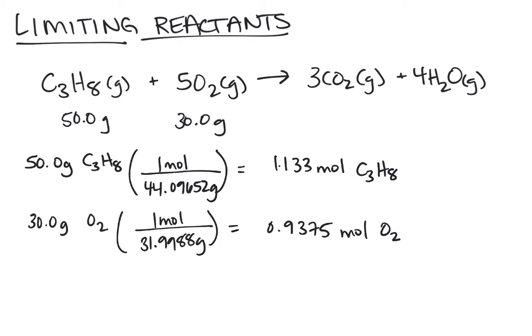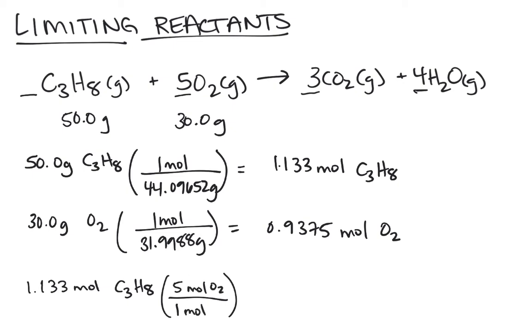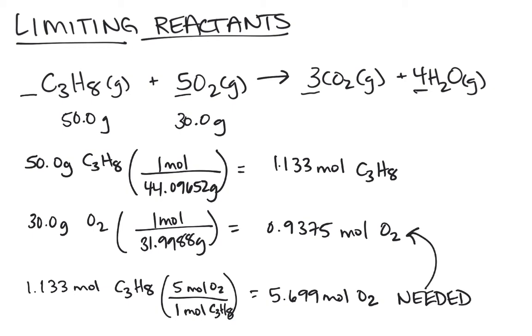Now, this isn't enough to tell us, because you can see that we do not have a 1-to-1 ratio here. So just because there are fewer moles of oxygen doesn't necessarily mean that it is a limiter. So we have to find how much oxygen propane needs to completely react and be completely used up. If we have 1.133 moles of C3H8, we use our molar ratio to tell us how many moles of oxygen we are going to need in order to completely react all of the propane. We would find that we need 5.699 moles of O2. However, we only have less than 1 mole, and so we do not have enough oxygen. And so oxygen is the limiting reactant.